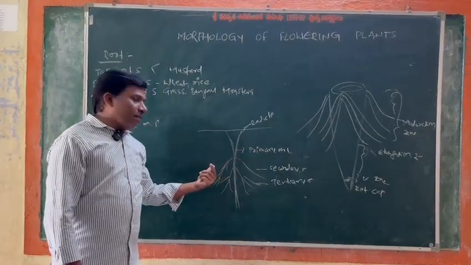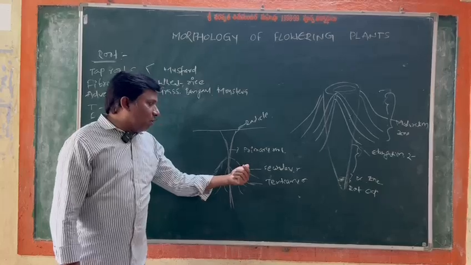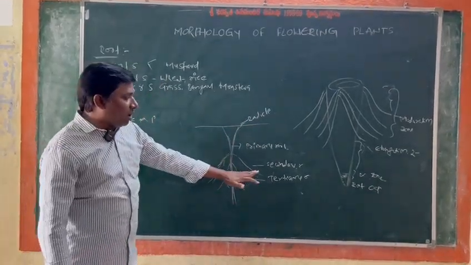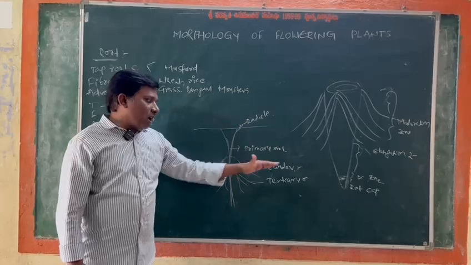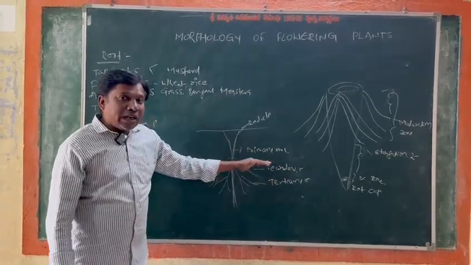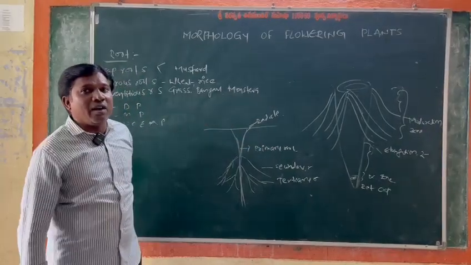Again very small roots are formed, which we call secondary roots. Secondary roots are formed from the primary roots. Again very small roots are formed, called tertiary roots. Tertiary roots are formed from the secondary roots, secondary roots are formed from the primary roots, and primary roots arise from the radicals.